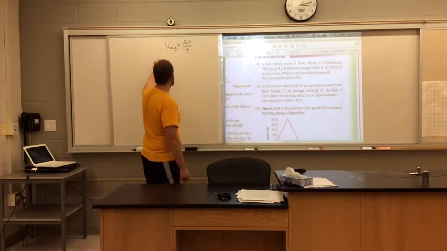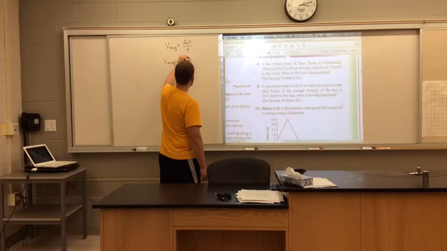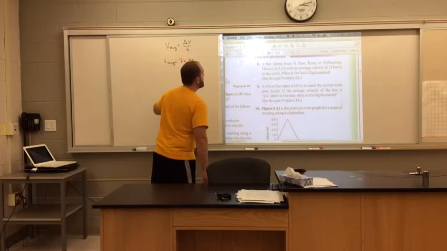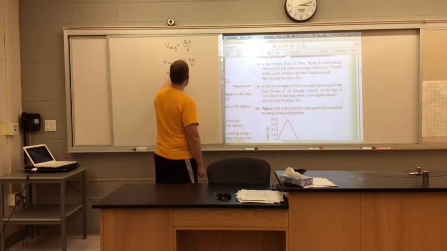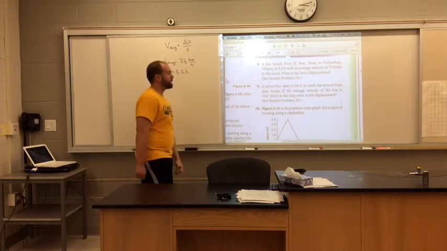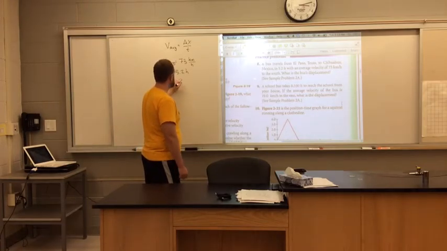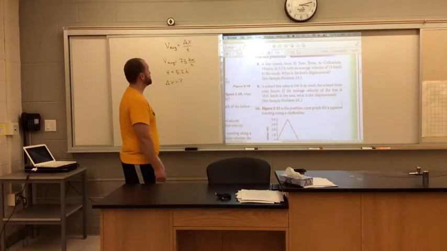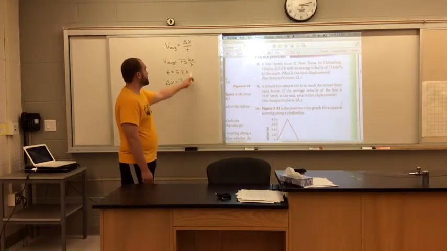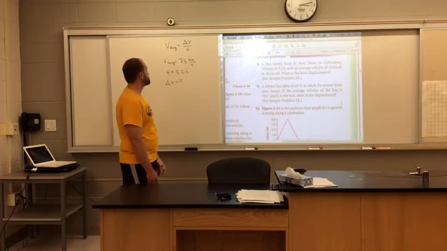So, average velocity is 73 kilometers per hour, and my time is 5.2 hours. And my question is, what's the bus's displacement? My question to you is, do I have to convert anything? The answer is no, I don't. Got hours, my time is in hours. I got kilometers on top, so that means my answer will be in kilometers. Let's work it out.